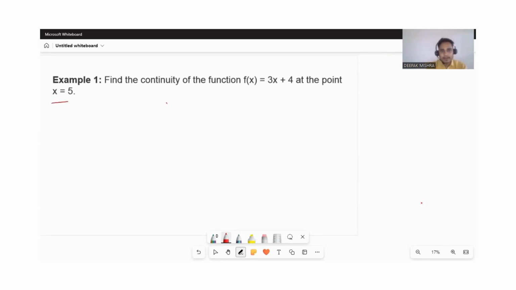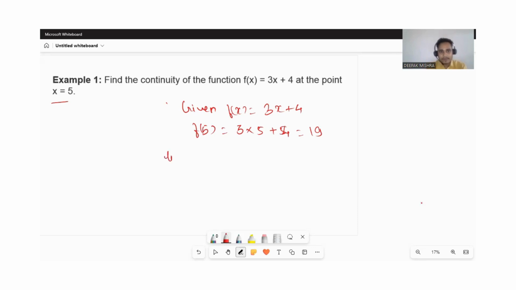Here the given function f(x) is 3x plus 4. If we find the value of the function, that is f(5), then f(5) will become 3 multiplied by 5 plus 4. So we get 19. So f(5) is equal to 19. Now we find the limit of that function also.